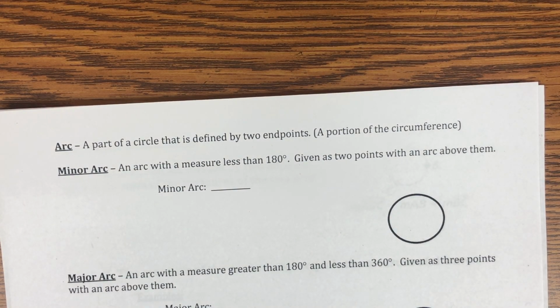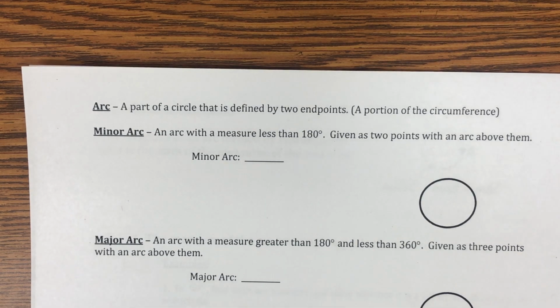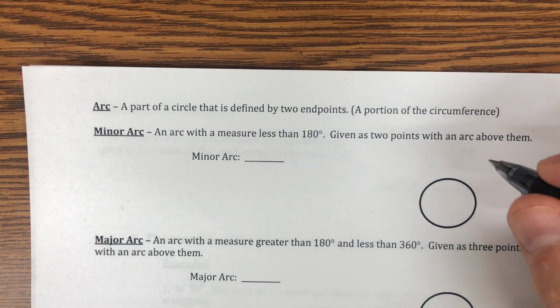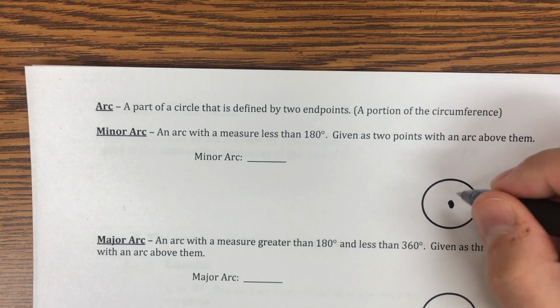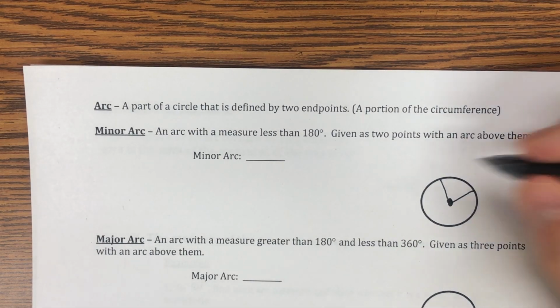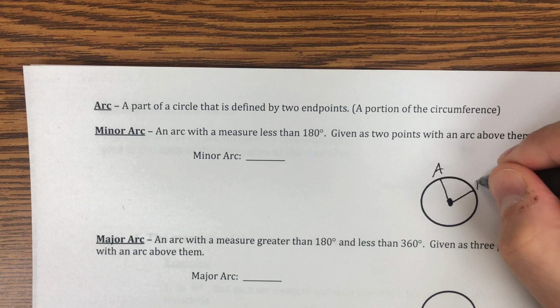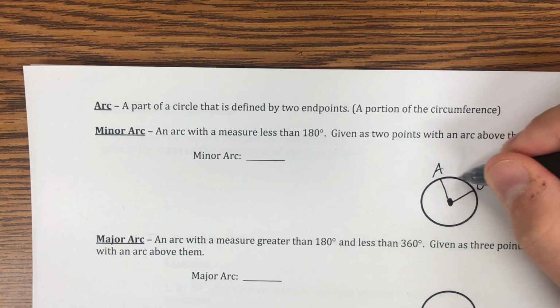Step 2 is going to be defining an arc. Okay, so that's our goal here, arcs. An arc is a part of a circle that is defined by 2 endpoints. So it's a portion of the circumference. It's part of the circumference. Now when I think of an arc, I am going to indicate where the center of my circle is and then draw in 2 radii. All right, I just picked those random ones. Point A, point B. The arc is that portion of the circumference A to B.